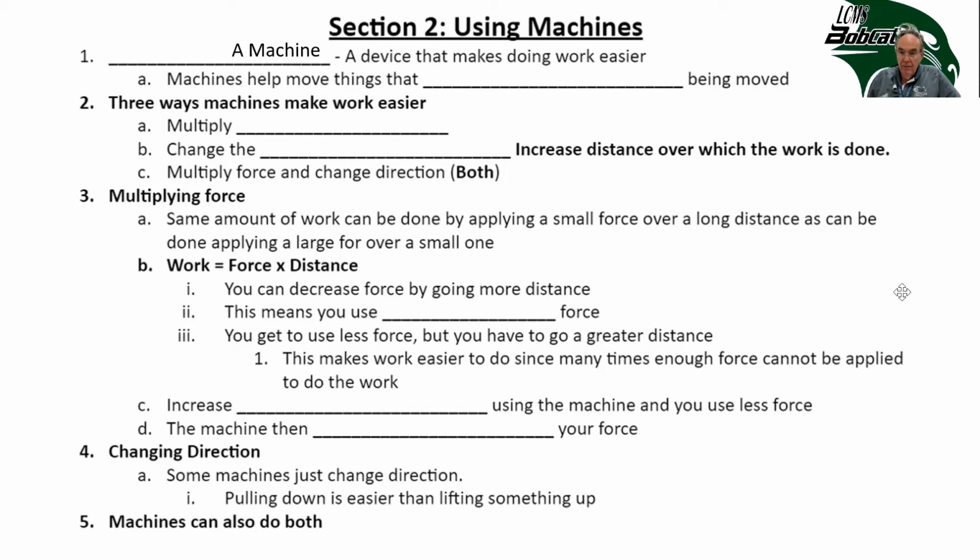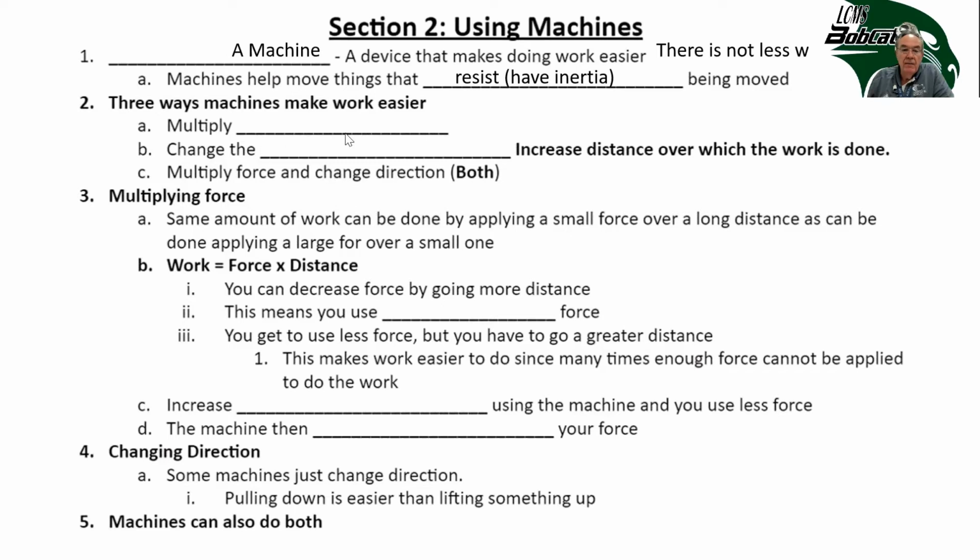Now, a lot of times kids get confused here because they think that it makes some of the work go away. But if we think about applying a force to get something to move, there is not less work. We still have to move the same object the same distance as what we wanted to, but machines allow us to do that easier. Okay? So the first thing is we need to understand that machines help move things that resist being moved because they have inertia. Remember, we said inertia was the resistance of an object to changing its motion. So if it's at rest, it wants to stay at rest because of its inertia.